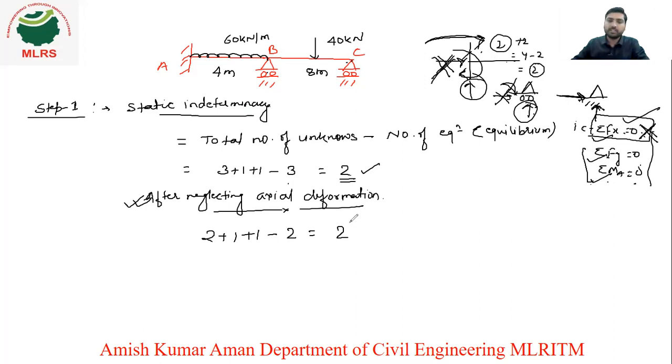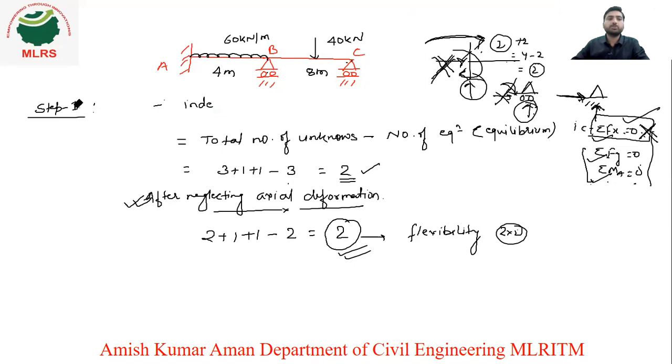So from here we understood our flexibility matrix, because in this what matrix will we make? We will make the flexibility matrix, right? So the flexibility matrix will be of 2 by 2. We got it from this static indeterminacy. Okay. So this was our step number 1. Now we will move to step number 2.